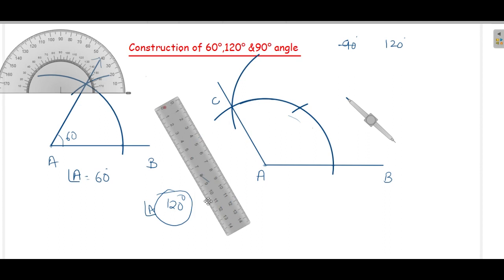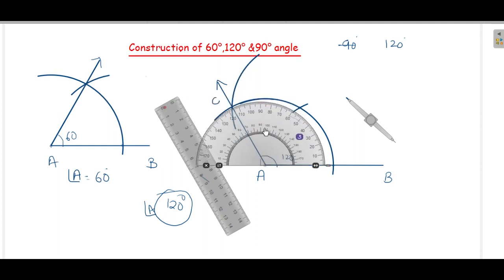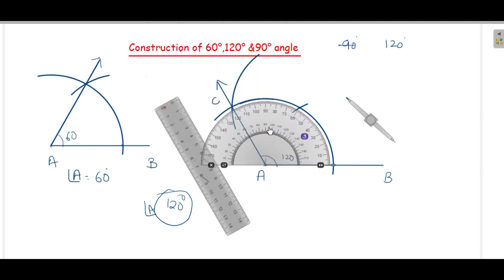So the ray AC makes an angle of 120 degrees with line segment AB. Let us check using the protractor. Let us place the protractor at point A.